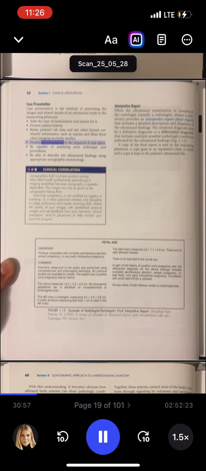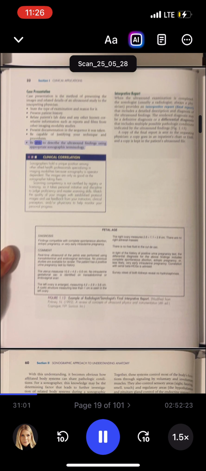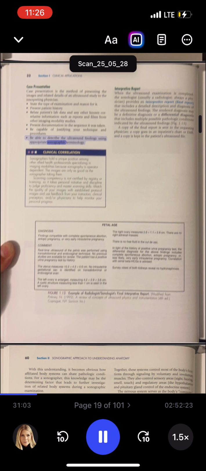Present documentation in the sequence it was taken. Be capable of justifying your technique and procedures. Be able to describe the ultrasound findings using appropriate sonographic terminology.